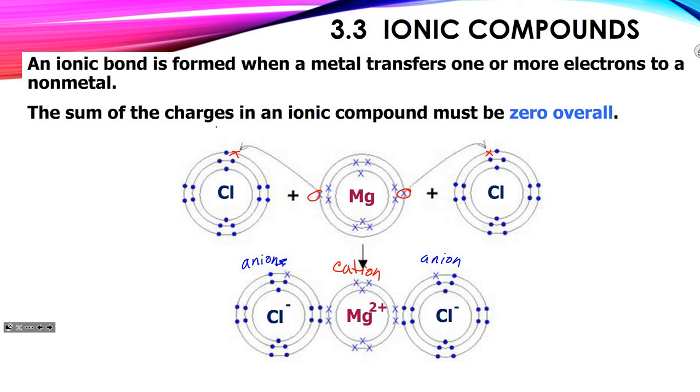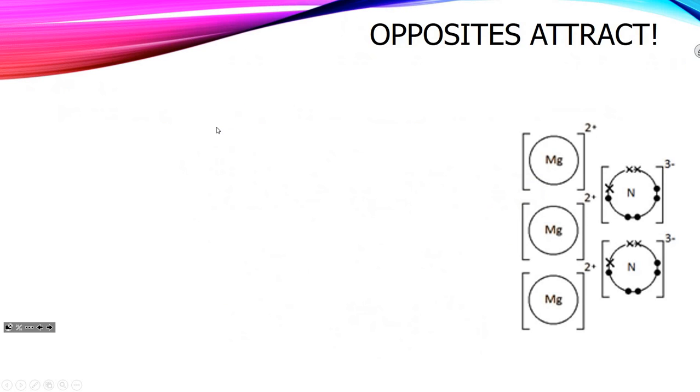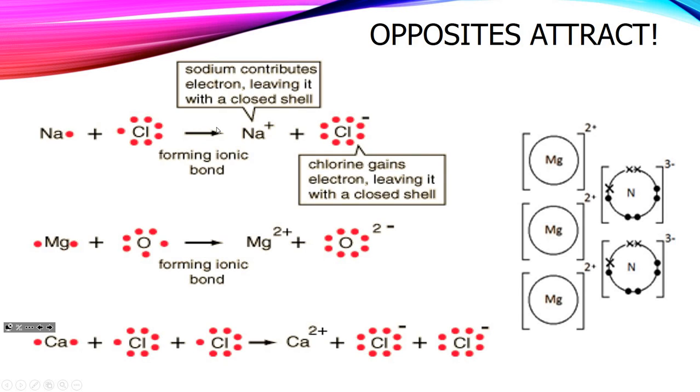Well, instead of having to write this all the time, we're going to simplify a little bit, but we're going to look at a couple things first. So if I look at the far one, I have 3 magnesiums and 2 nitrogens. Can you see that? And magnesium has what charge?